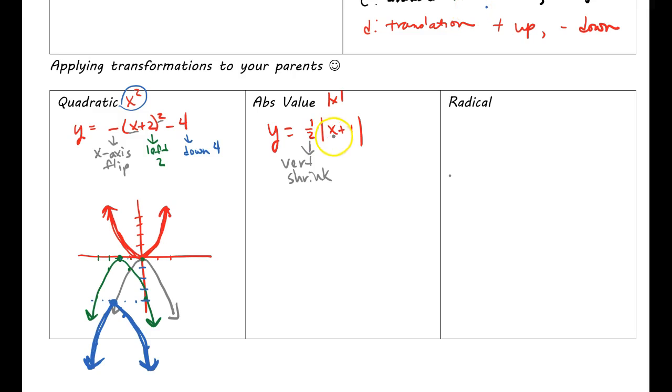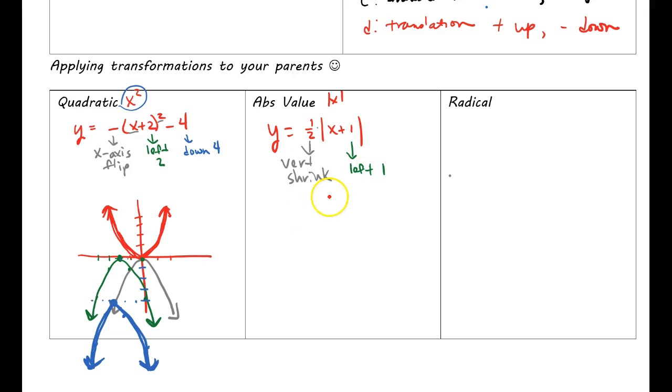Now, the x is an x. It matches what I see here, so I ignore that. But there is a +1 inside of the bars. So a +1 inside the bars is like a +1 inside the parentheses. So this is like the C. Okay, so the C is the thing that moves it right or left. And since it's a +1, it's going to go left 1. And now there are no other numbers. There's no negatives. There's no numbers back here. So that means that this graph is just taking my parent and only doing 2 different changes to it.